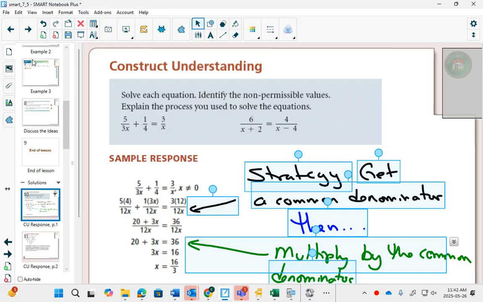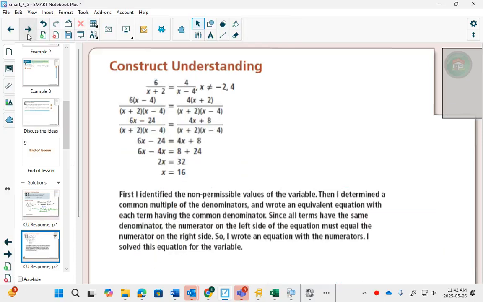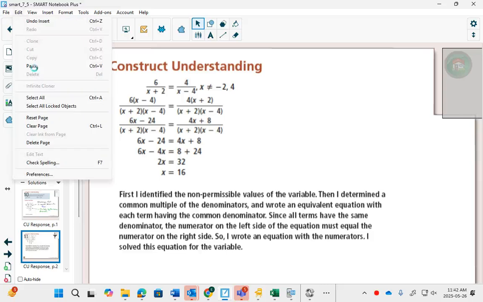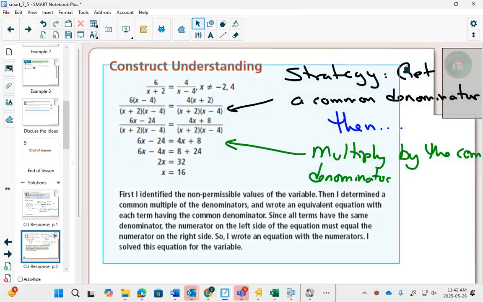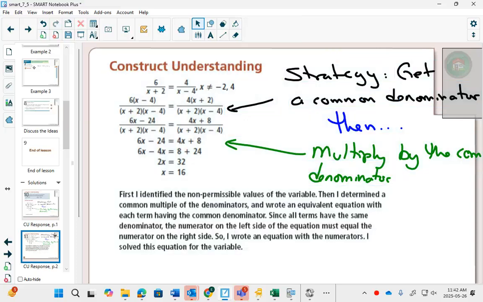and if we go to the next example as well, they did the same strategy. They looked between the two, the x plus 2 and the x minus 4. They got a common denominator. And then they multiplied by that common denominator, which one of the things you'll probably do when you multiply, you'll probably just stroke them out like that. Because when you multiply by that, it'll cancel itself out nicely, and you're just left with what was in the numerators. Really slick strategy.